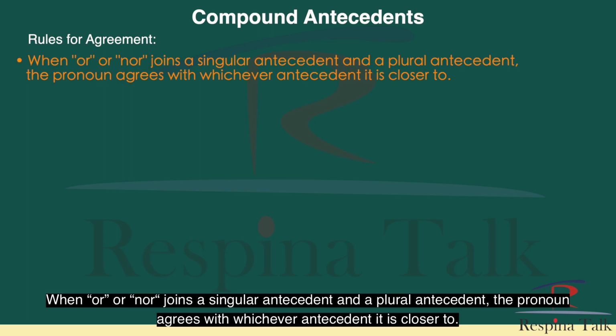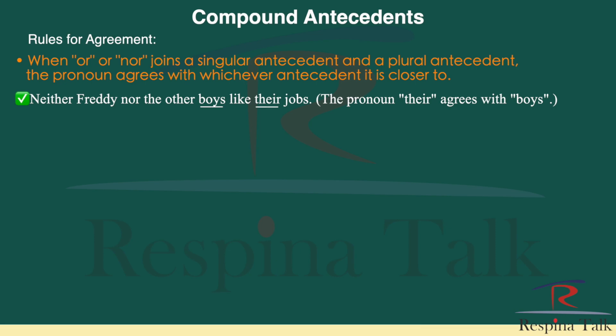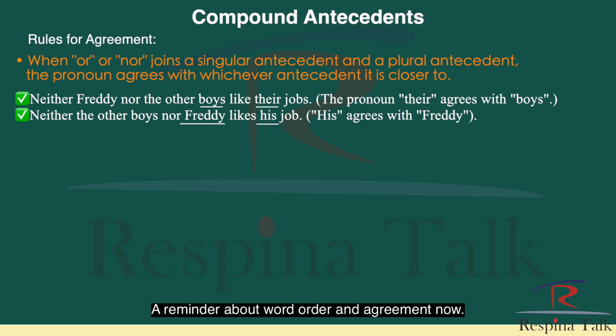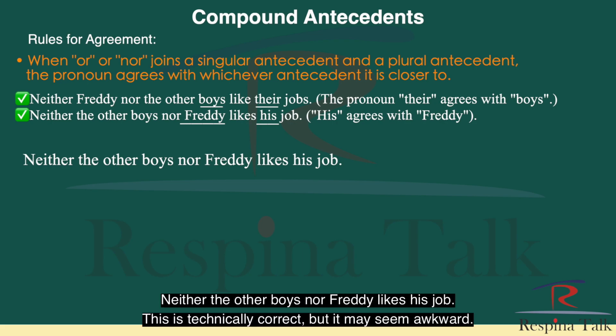When or or nor joins a singular antecedent and a plural antecedent, the pronoun agrees with whichever antecedent it is closer to. Neither Freddie nor the other boys like their jobs. The pronoun their agrees with boys. Neither the other boys nor Freddie likes his job. His agrees with Freddie. A reminder about word order and agreement now. Look at this example: Neither the other boys nor Freddie likes his job.